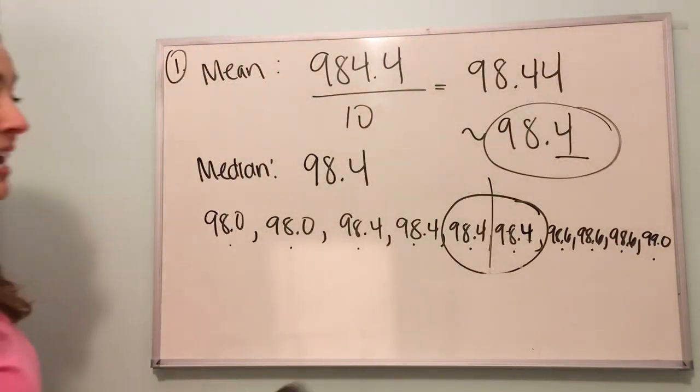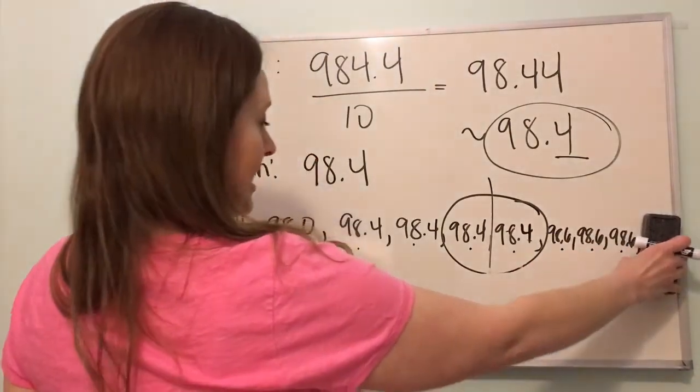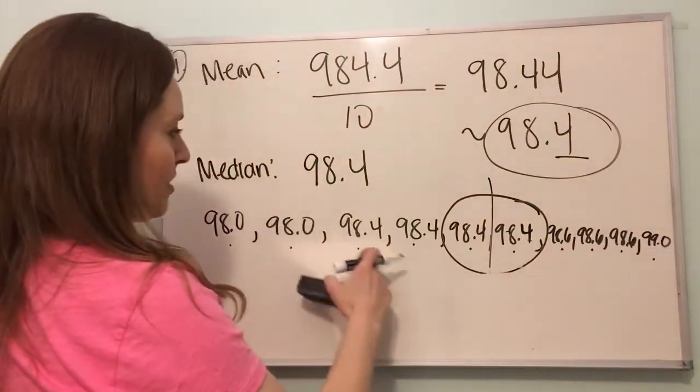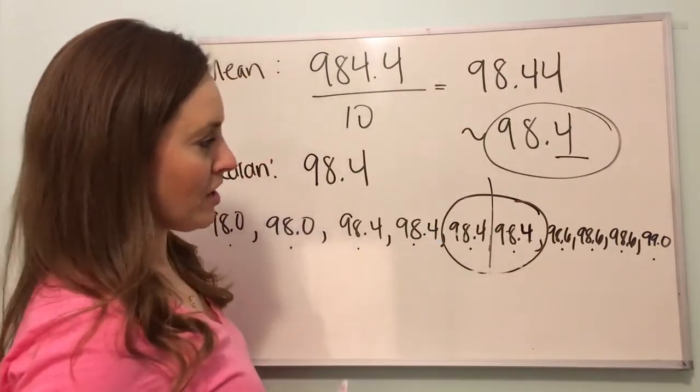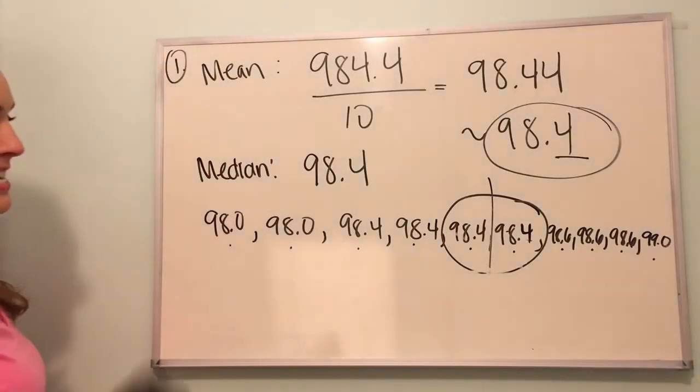If we only had 9 data values and we didn't have 10, we would count 1, 2, 3, 4, 1, 2, 3, 4, and we would just choose this number that falls in the middle. This is only because we have an even number.